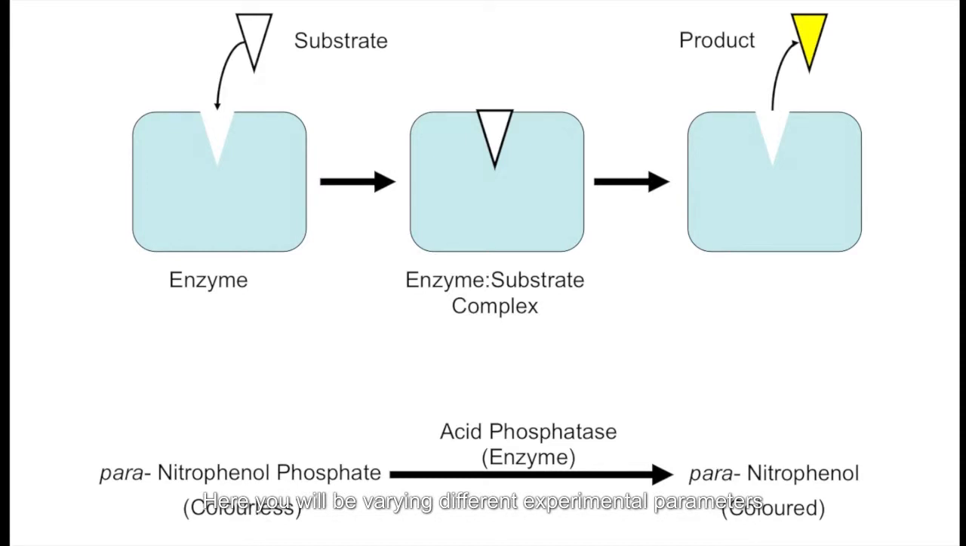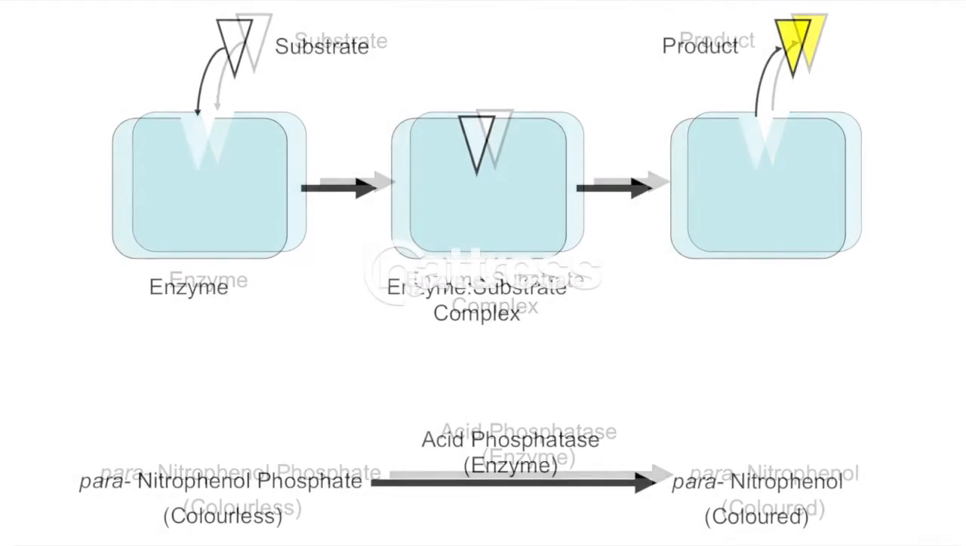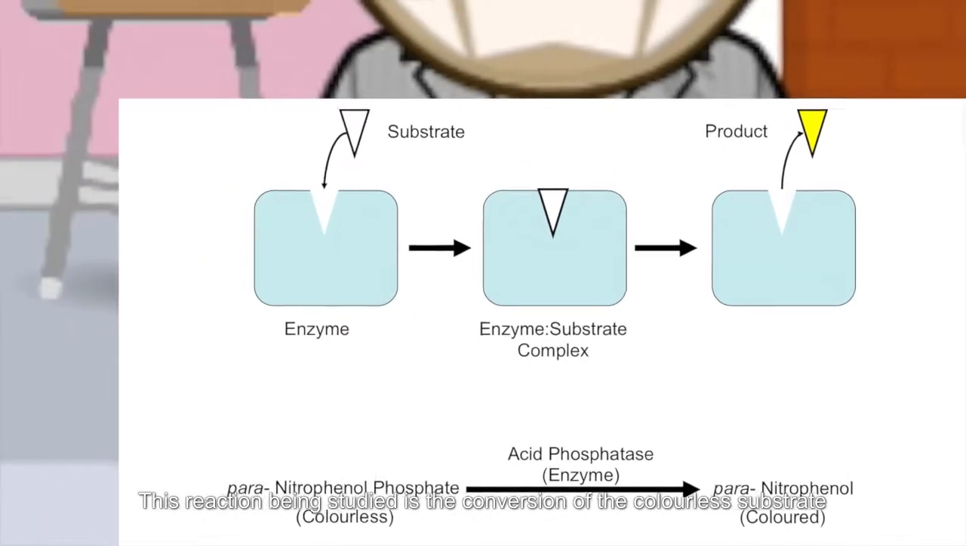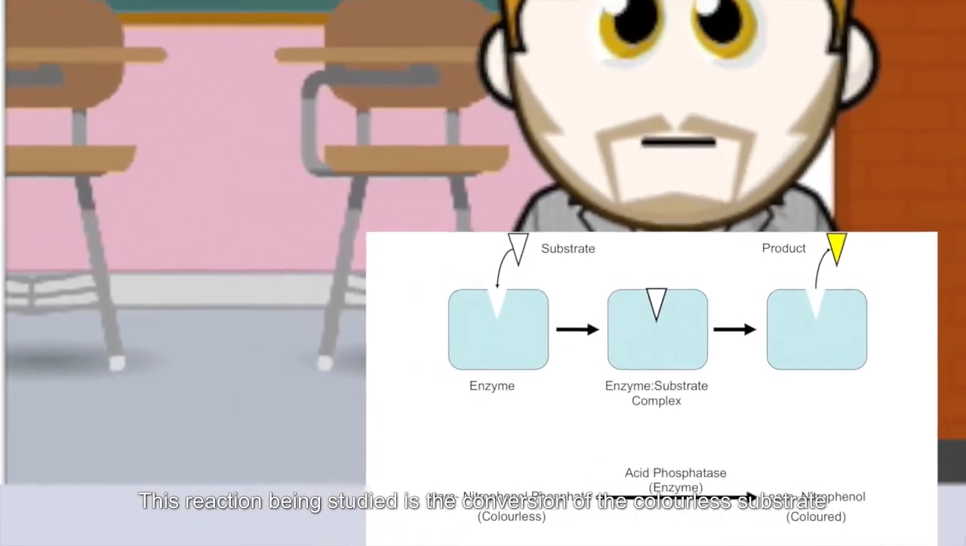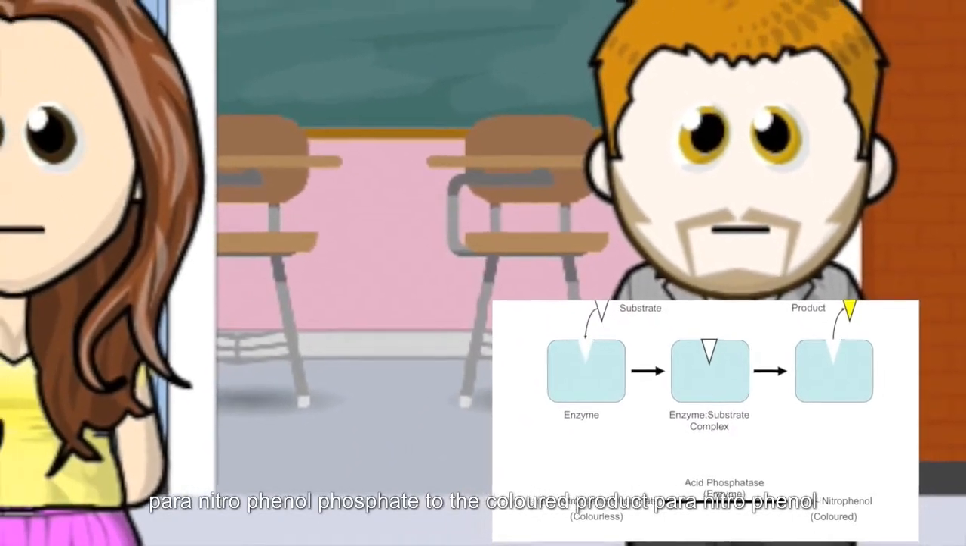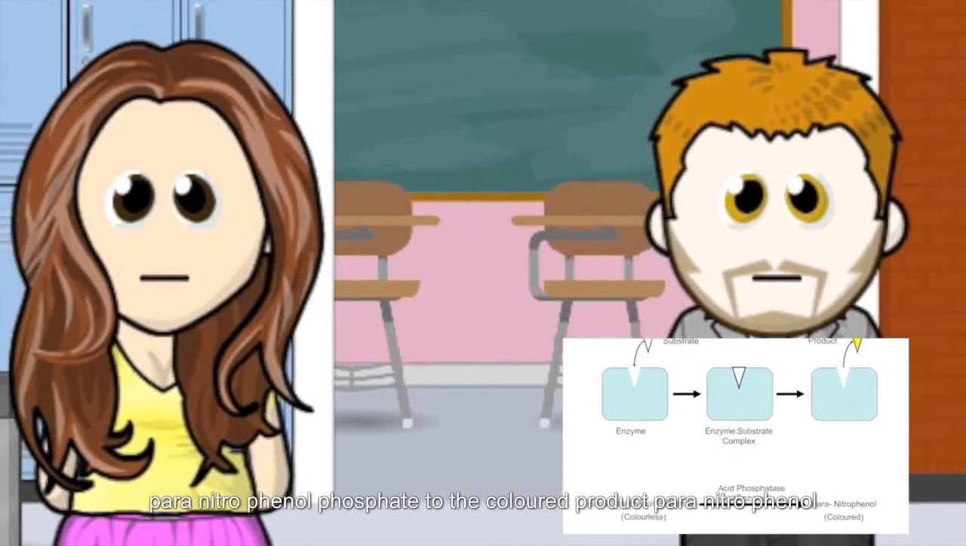Here you will be varying different experimental parameters such as substrate concentration, temperature and pH, and measuring the effect on the rate of reaction catalysed by the enzyme acid phosphatase. The reaction being studied is the conversion of the colourless substrate para-nitrophenol phosphate to the coloured product para-nitrophenol.